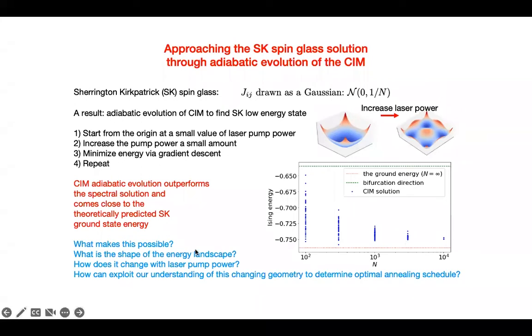So the question we want to ask is, what makes this possible? What is the shape of the energy landscape? How does it change with the laser pump power? And can we exploit our understanding of this changing geometry to determine an optimal annealing schedule for how you crank up the laser power as a function of time? In fact, we did that and we found an annealing schedule that worked. I'm showing you the results of our theory for what we get with the optimal annealing schedule, and I'll explain how we got that.